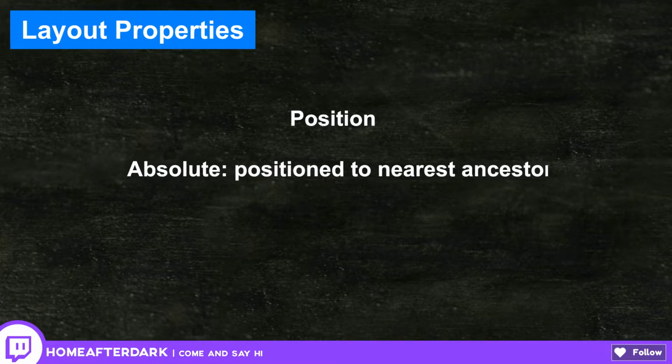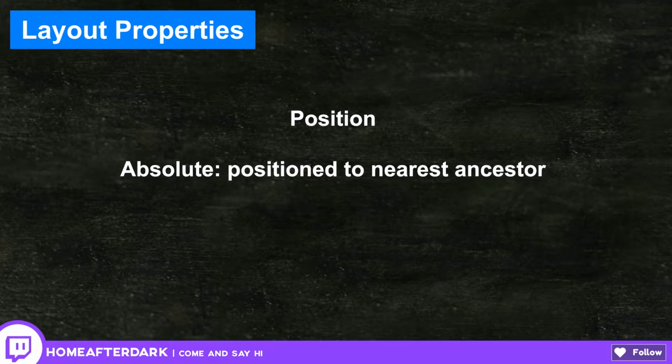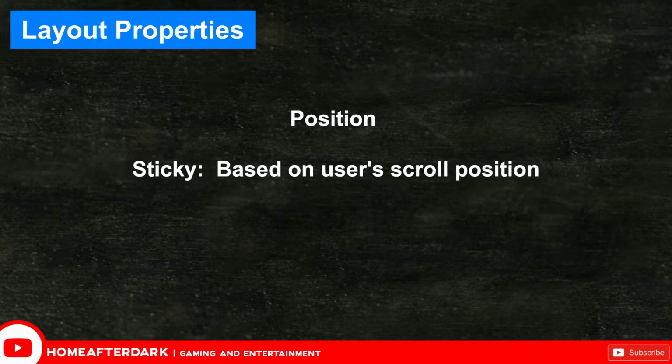The next is absolute. And this is positioned to the nearest ancestor. And so I will show you, obviously, in code what this looks like, but it's kind of hard for me to explain right now. For me, it's one of those visuals that I'll just have to show you. The next is sticky. And this position translates to a position based on the user's scroll position. So it's not quite fixed, but it has more staying power on a page.